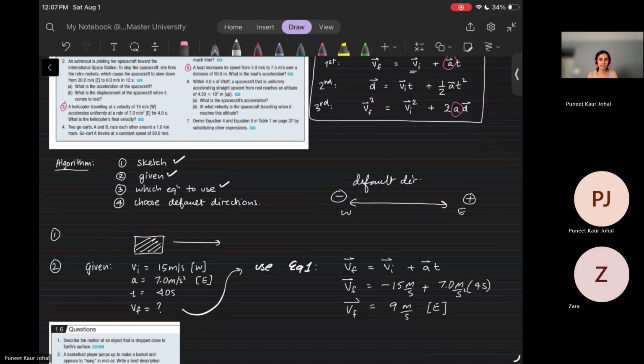So your answer, when you get it at the end, will follow the default directions that you've set. You can look at the sign of the answer and know the direction, because the way equations work, they obey the default directions you've set, and the answer will be directly based on that. Good? Okay.